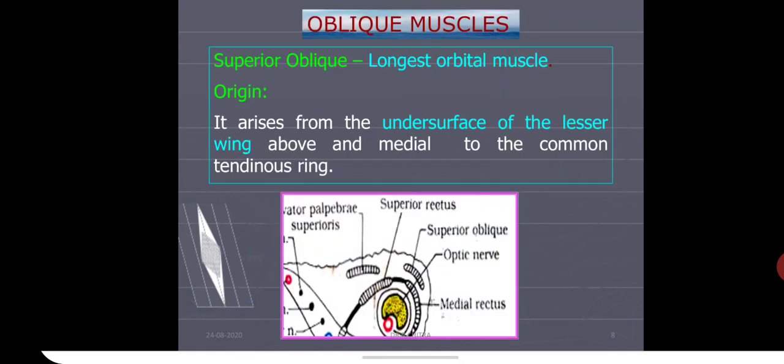The superior oblique muscle is the longest orbital muscle. Its origin is again from the roof of the orbit, the undersurface of the lesser wing of the sphenoid. So the superior oblique takes origin above and medial to the common tendinous ring.